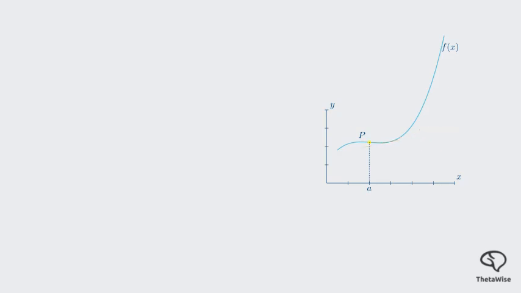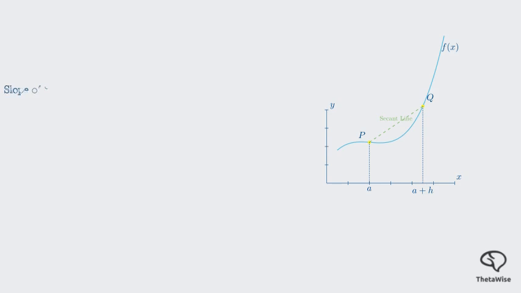But how do we find the slope of a line that only touches the curve at one point? We can't use the standard slope formula, which requires 2 points. The solution is to use a secant line. A secant line connects 2 points on the curve. Let's pick our first point at x equals a, and a second point at x equals a plus h, where h is a small number.